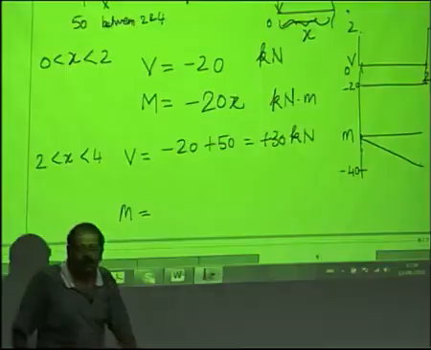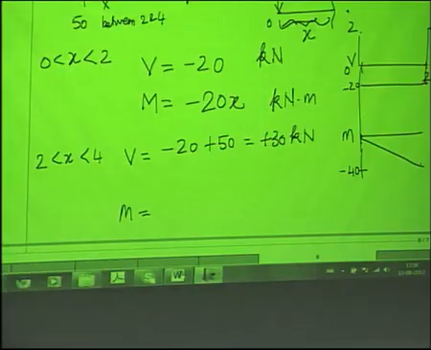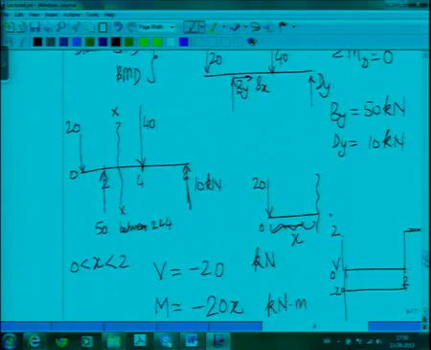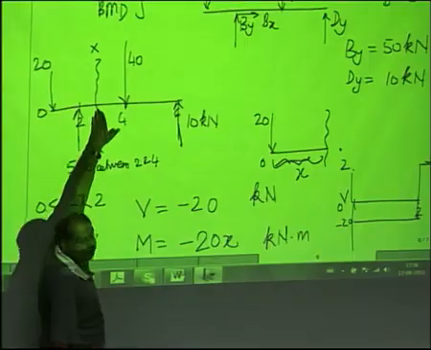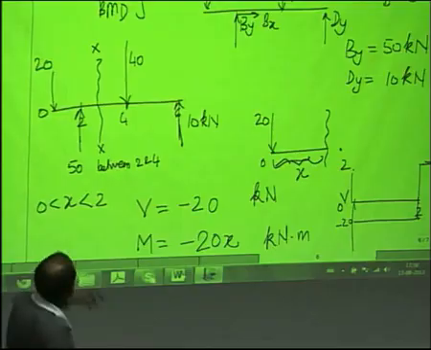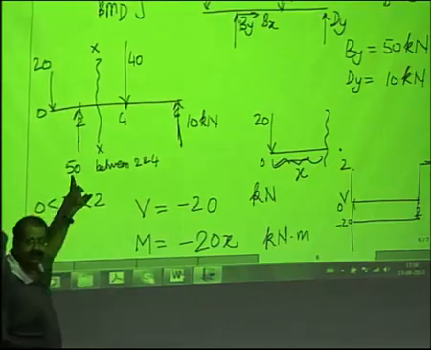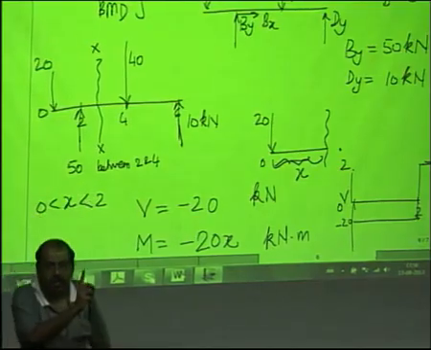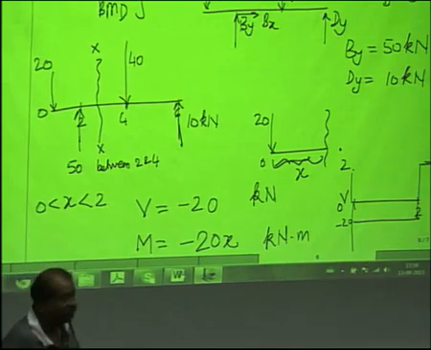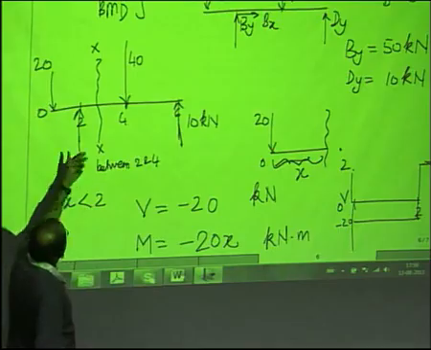Now, what do I do to the moment? Let us look at this. What is the contribution to the moment from 20? This section is at a distance x, so it will be still minus 20x. Now, what is the contribution from this 50? 50 is a plus force, so the contribution will be P zeta, so it will be plus 50 multiplied by zeta.